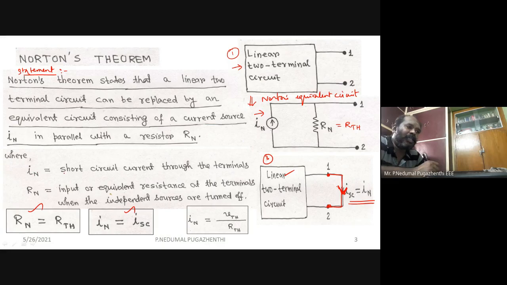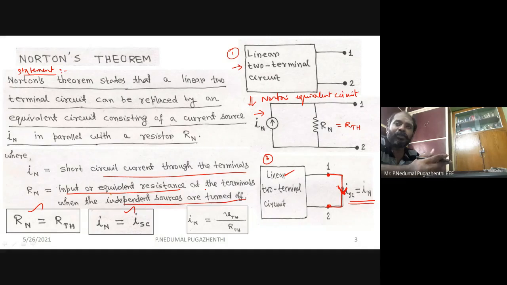So IN is the short circuit current through the terminals, and RN is the input equivalent resistance when the independent sources are turned off. How do you turn off your independent sources? If it is a voltage source, short circuit it. If it is a current source, open circuit it.